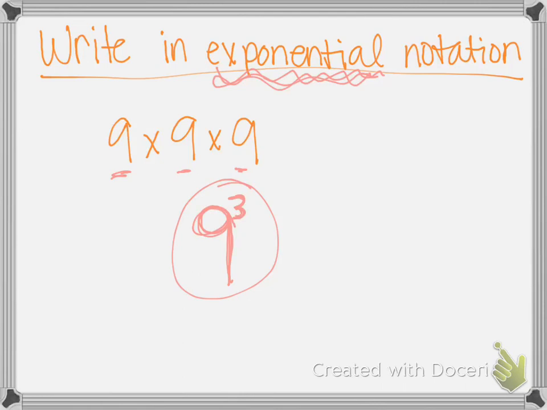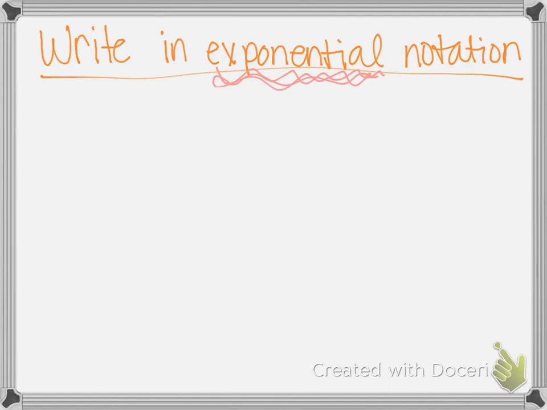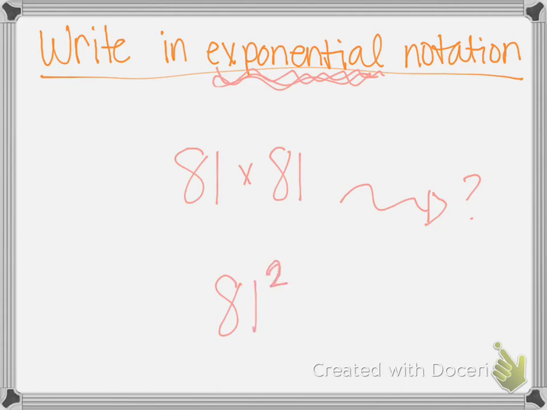So I'm going to let you try one on your own. I would like you to write these numbers in exponential notation for a quiz question. All right, go ahead and write that in exponential notation. And the answer you should have gotten is 81 squared, or 81 to the power of 2.